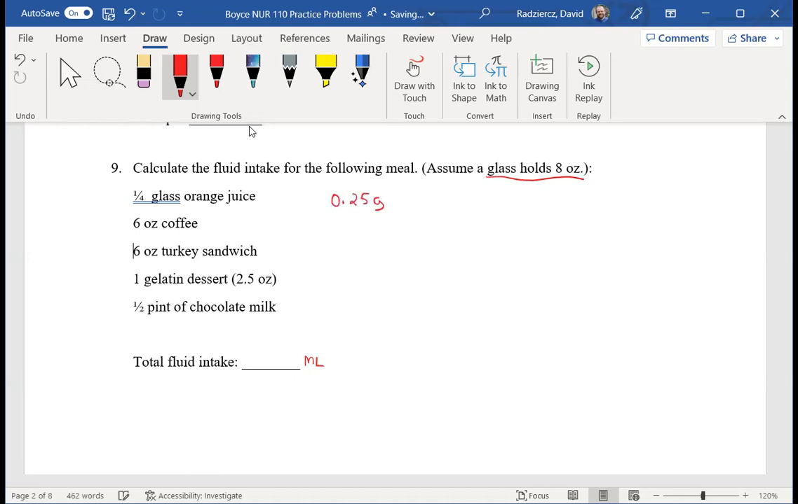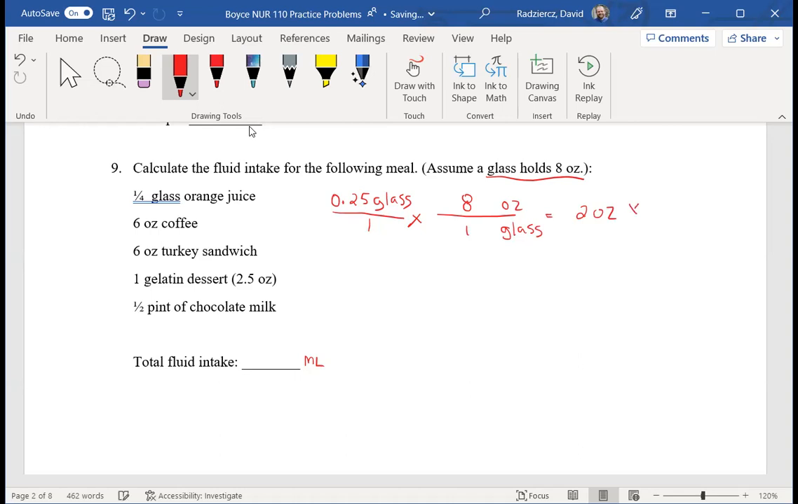So 0.25 glass. Okay. And if we're converting that, and we know that 1 glass is 8 ounces. So I'm just going to do this. I just want you to see where I get 2 from if it's not apparent to you. Okay, so 0.25 times 8 would give me 2 ounces.